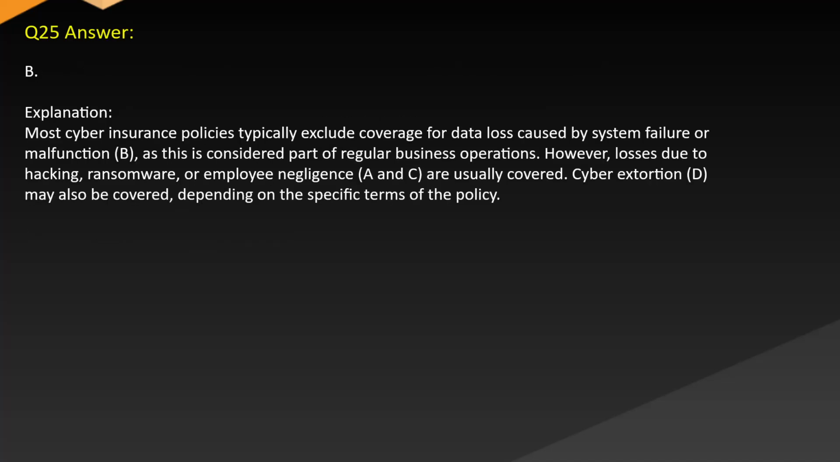Answer B. Explanation. Most cyber insurance policies typically exclude coverage for data loss caused by system failure or malfunction, B, as this is considered part of regular business operations. However, losses due to hacking, ransomware, or employee negligence, A and C, are usually covered. Cyber extortion, D, may also be covered depending on the specific terms of the policy.